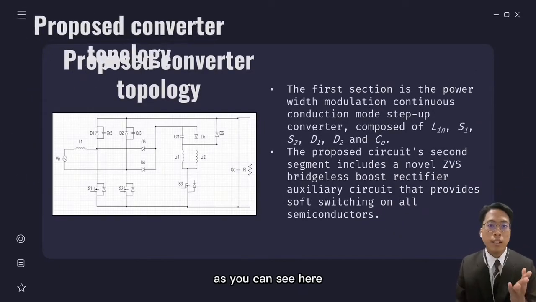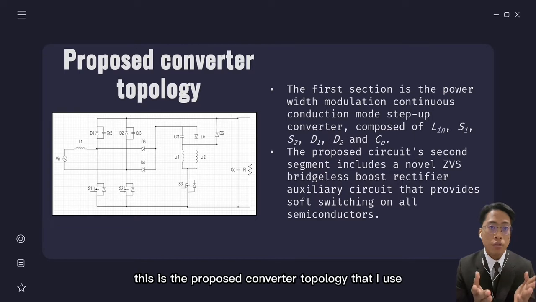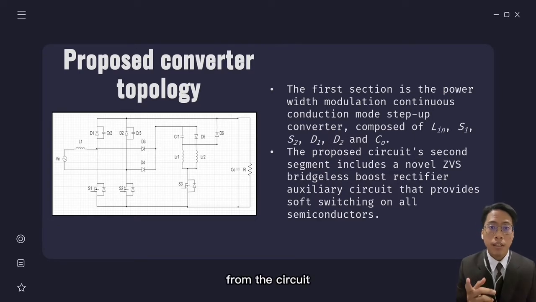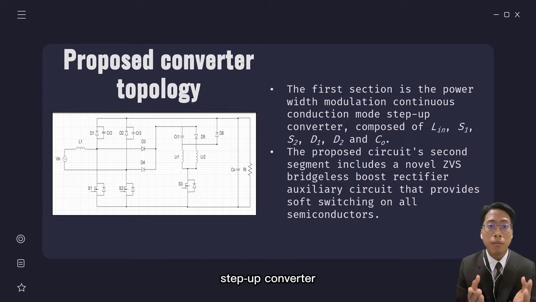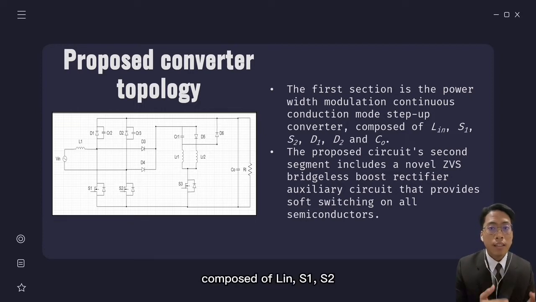As you can see here, this is the proposed converter topology that I use in this project. From the circuit, the first section is the pulse width modulation continuous conduction mode step-up converter, composed of L-in, S1, S2, D1, D2 and the CO.